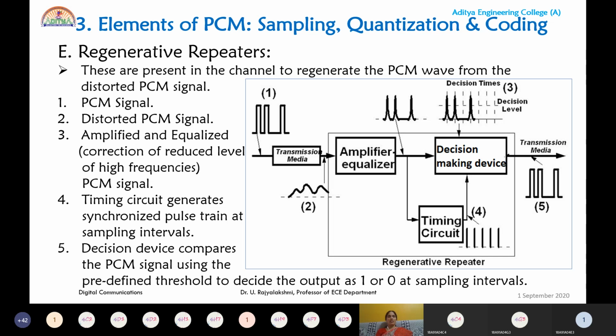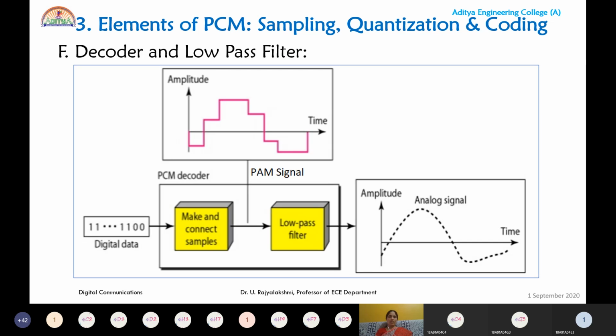So finally, these repeaters which are present in the channel regenerate the original PCM signal. Now the recovered PCM signal obtained from the repeaters is collected by the receiving antenna. The receiving antenna collects the data and sends it to the receiving section.